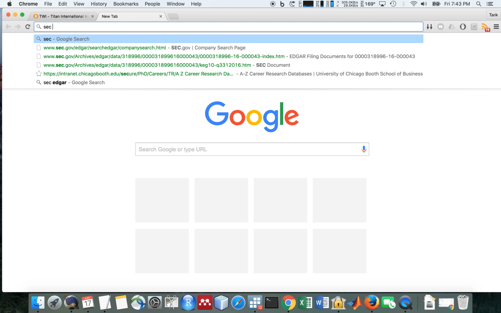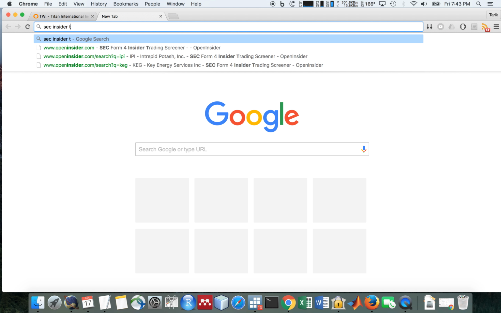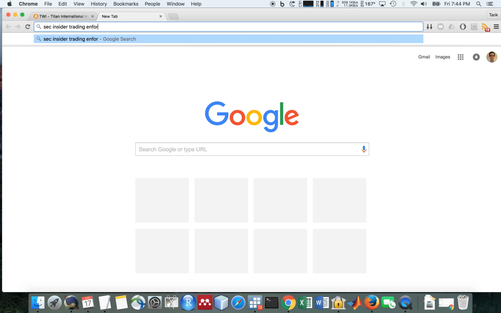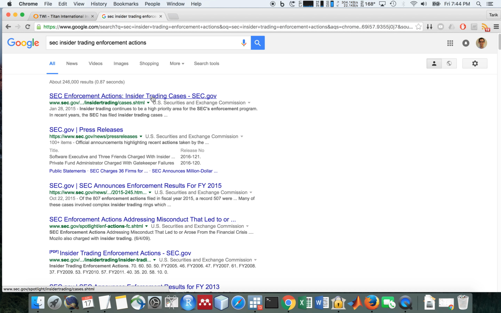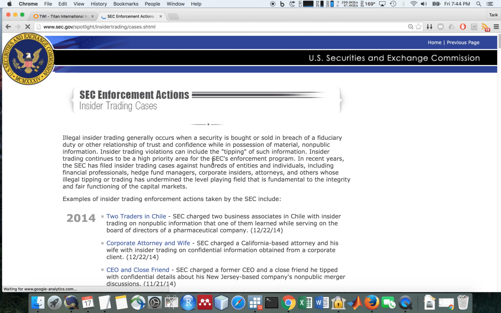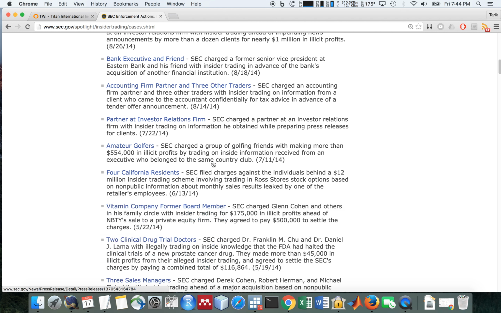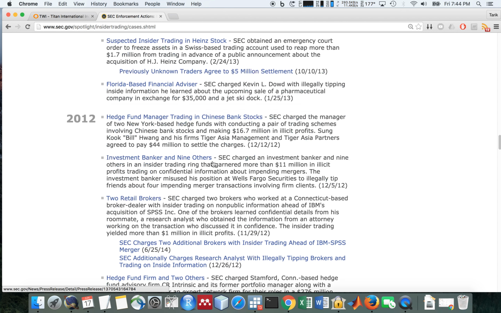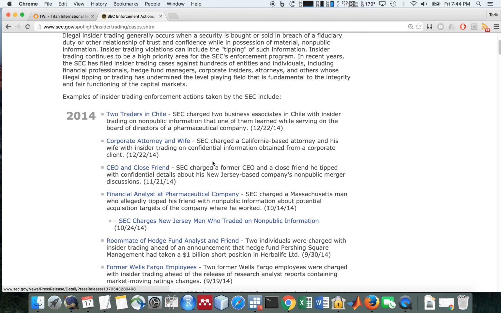So if we go to SEC and insider trading enforcement actions, you can click on the first link, SEC enforcement actions, and you can see a history of insider trading cases. And for each one, it describes what happened.